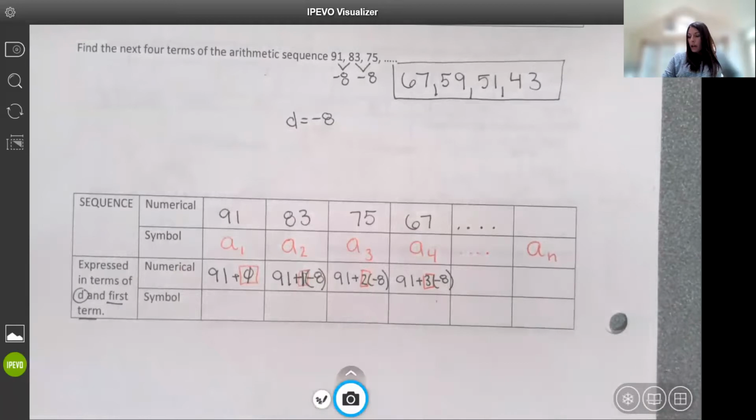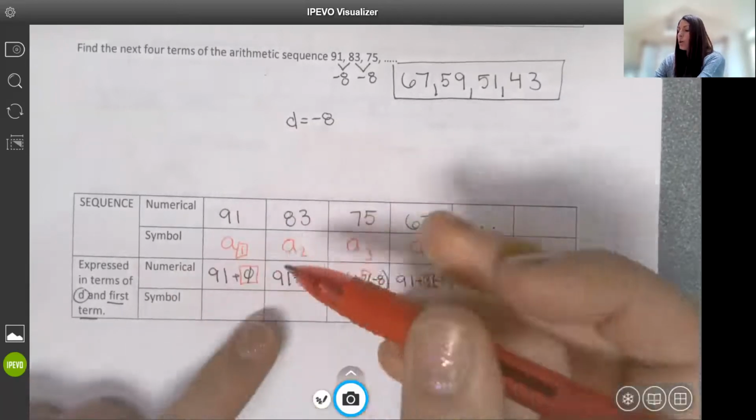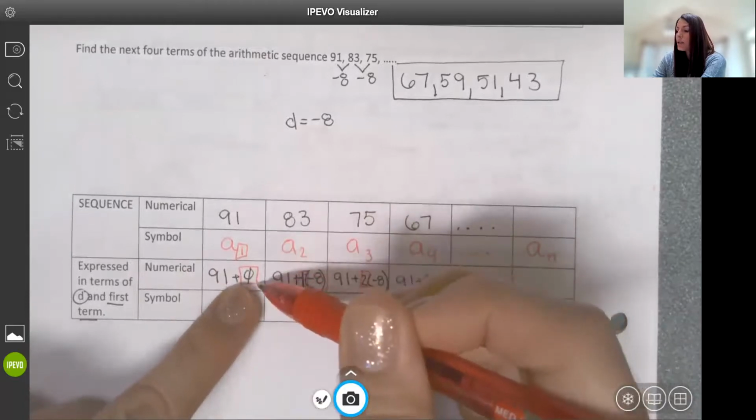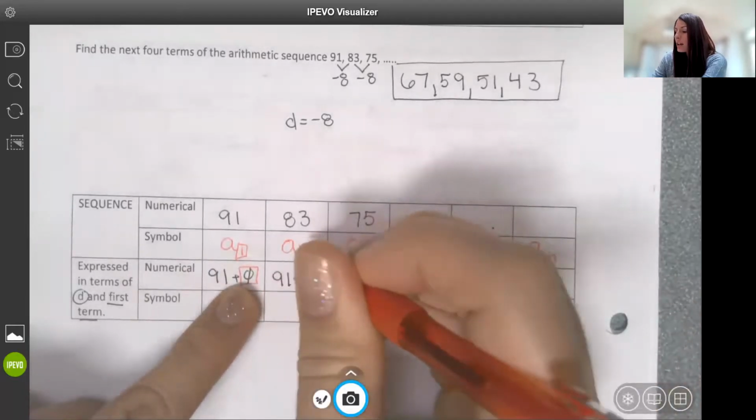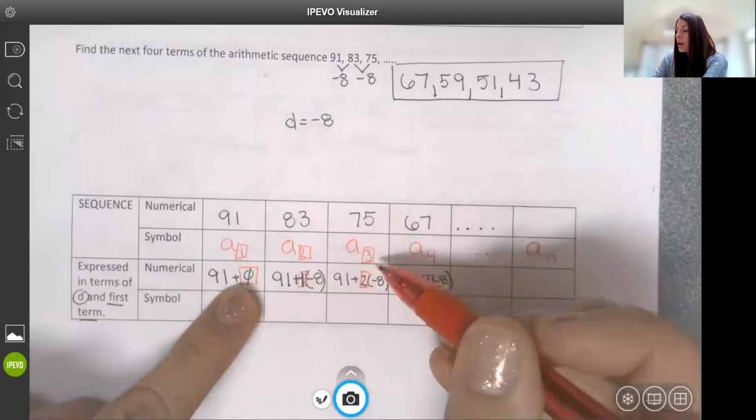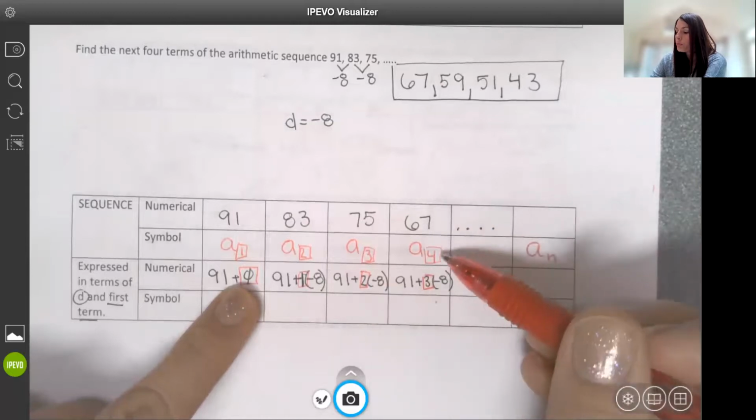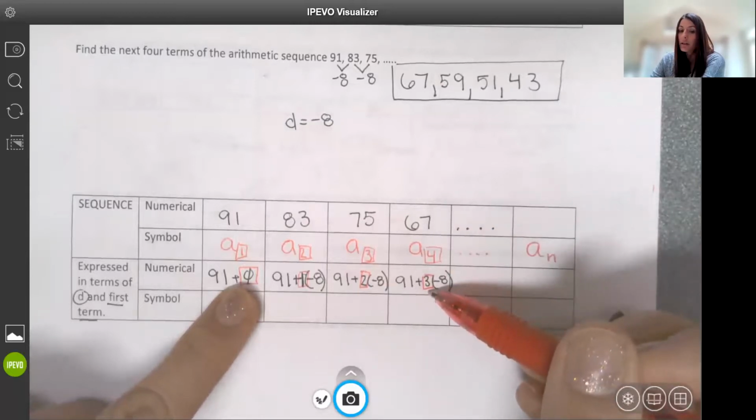If I look at my symbols up above, for my first term, I added 0 differences. For my second term, I added 1 difference. For my third term, I added 2 differences. And for my fourth term, I added 3 differences.